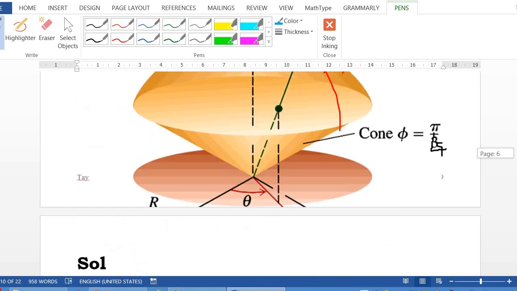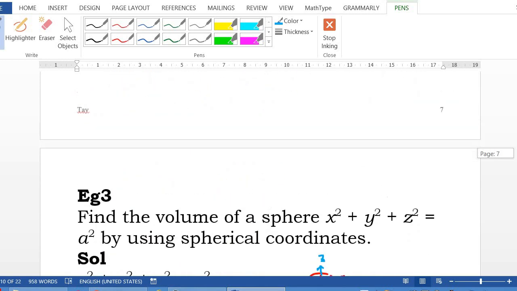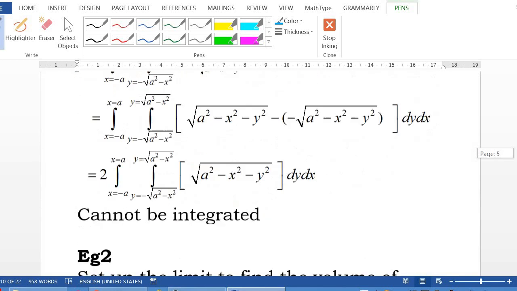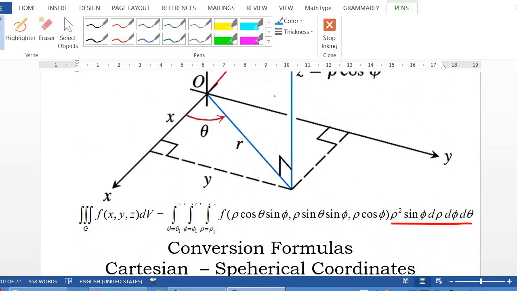To get theta, theta is measured horizontally. It means theta is the same as theta in polar coordinates and spherical coordinates.